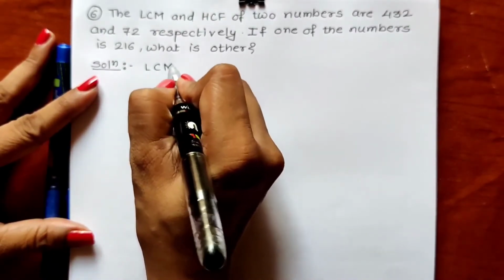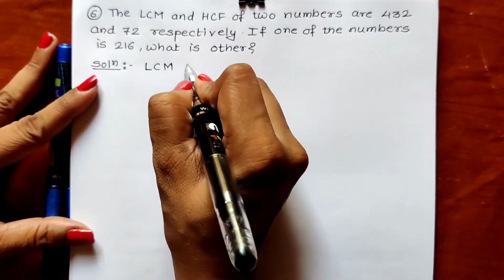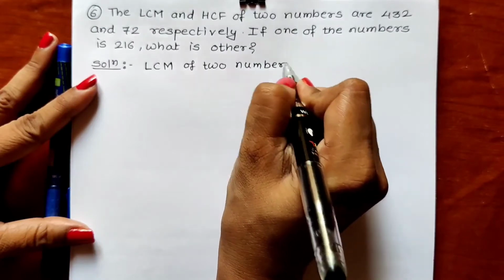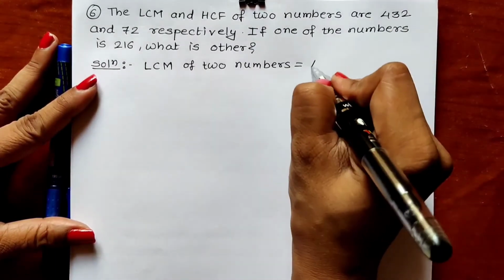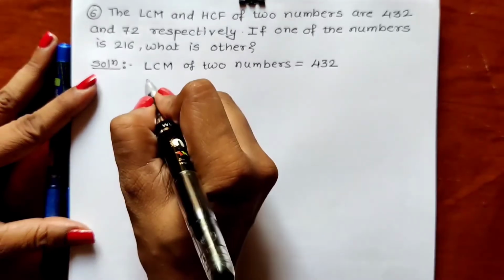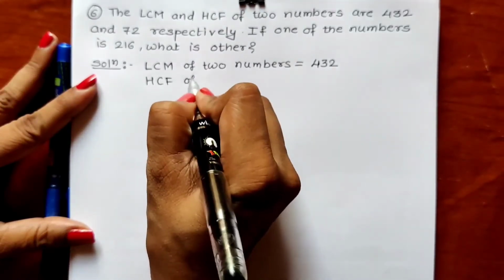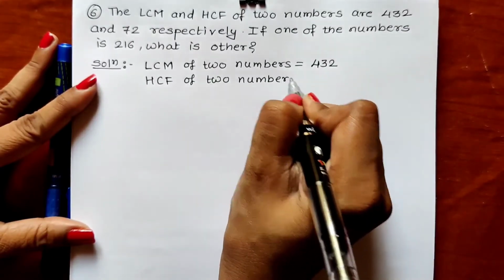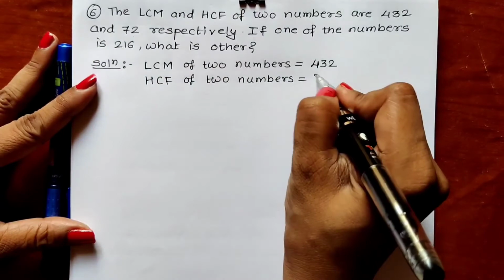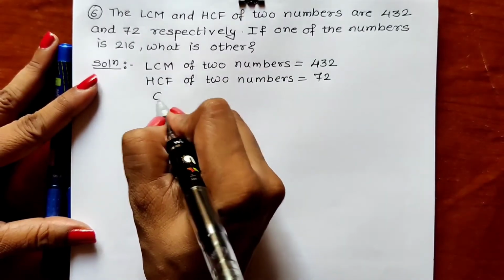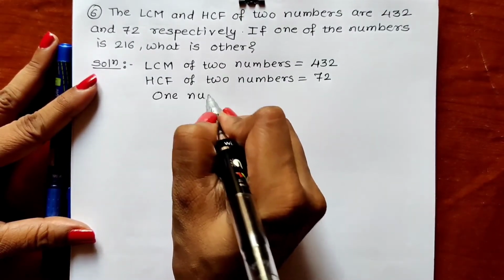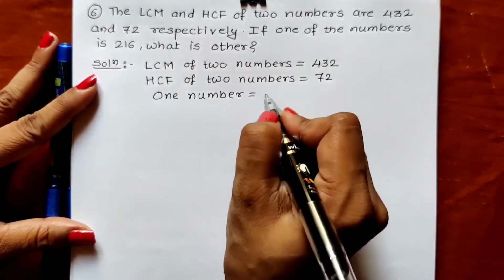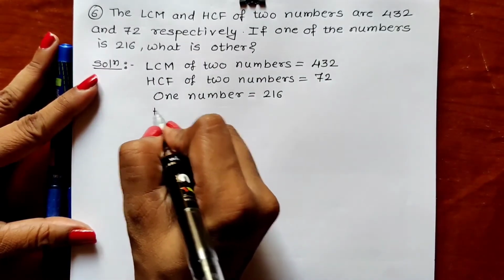LCM of two numbers is 432. Then we are given the HCF of two numbers, which is 72. Then we are given one number, that means you can write first number, first number or one number is 216. We have to find the other number.